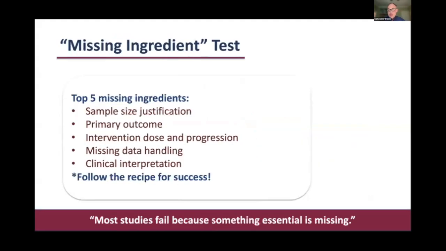So the missing ingredient test is usually obvious, I think, to reviewers. The study just doesn't taste right. Studies are often not rejected because everything is wrong. They are rejected because something essential is missing. So I picked out 5 of the most common missing ingredients.